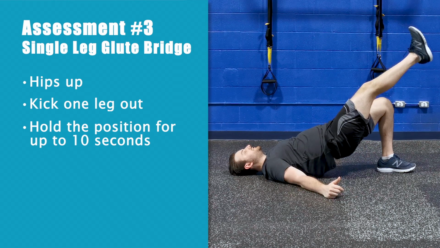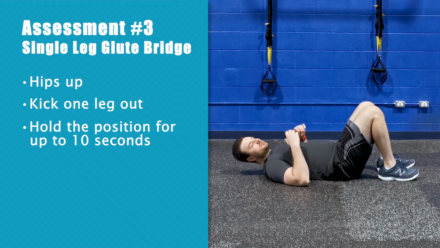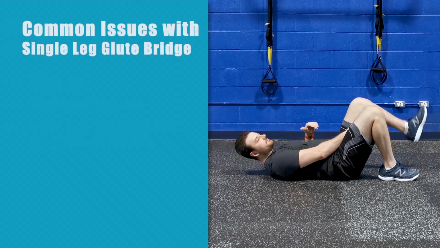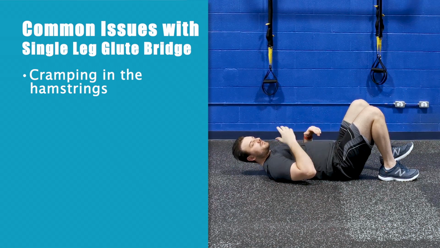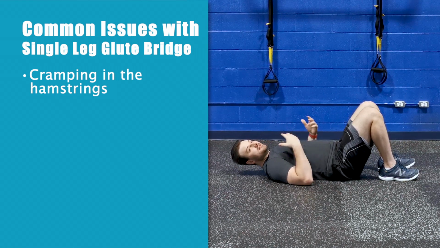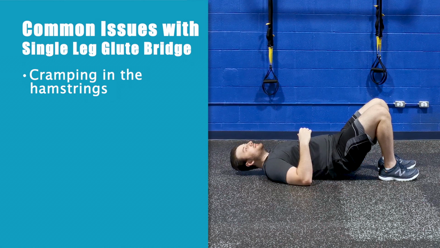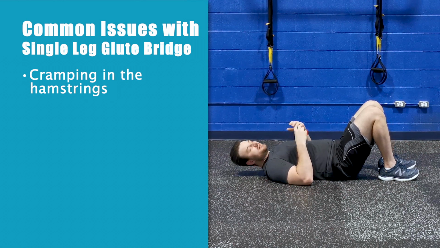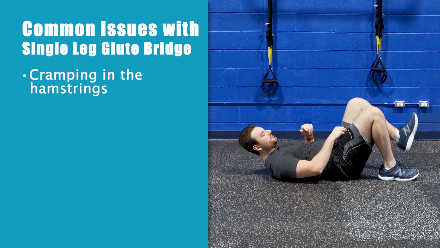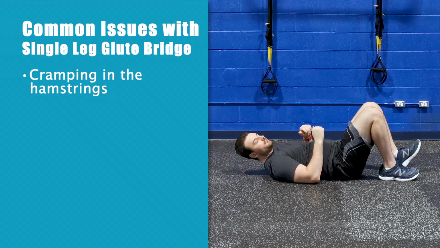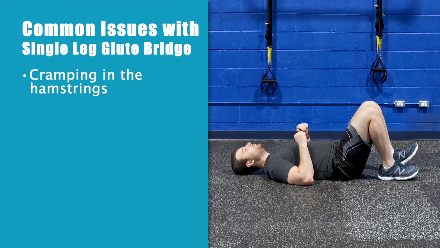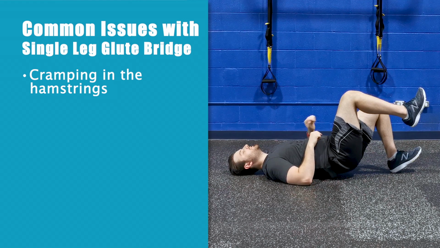Now what you'll commonly see happen with some people is that they may start cramping in their hamstrings, which may be just an indication that the glute that they're stabilizing on is a little too weak, or they're pushing their heel into the floor too much with the toe upwards. So they're in this upward position.